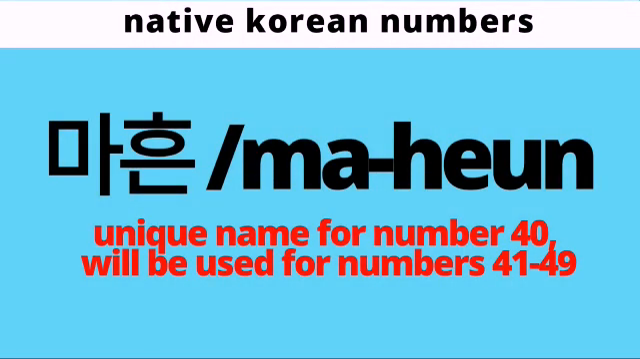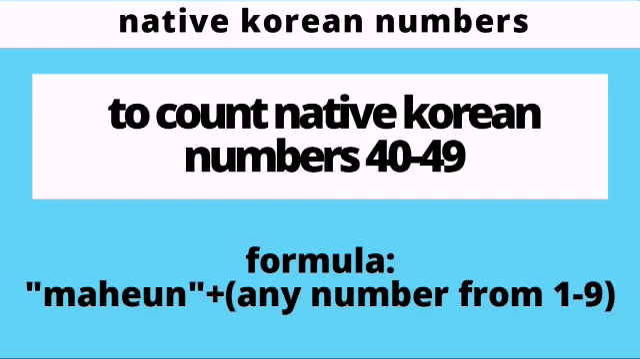Next, to be able to count from 41 to 49, we need to remember maheun. Maheun is the unique name for number 40, and we'll be using this to form numbers from 41 to 49. So how exactly are we going to form numbers with maheun? We just have to follow the formula, maheun plus any number from 1 to 9. So for example, the number we chose from 1 to 9 is hana. So, that is 1. So 41 would sound like maheun hana, since maheun is 40 and 1 is hana.